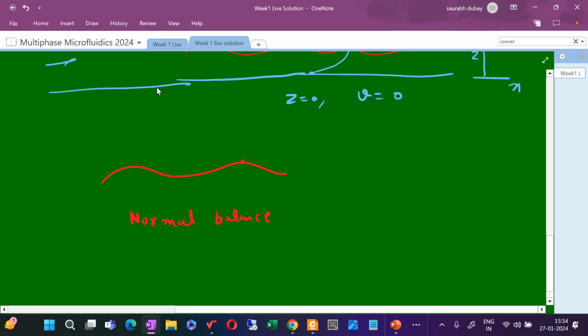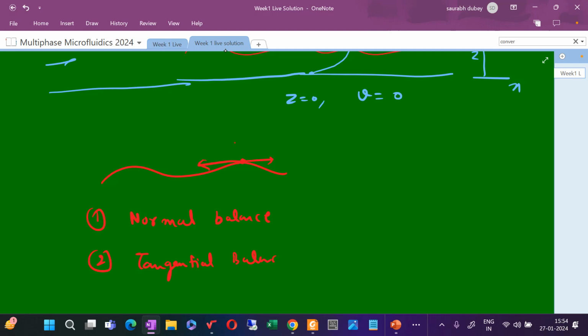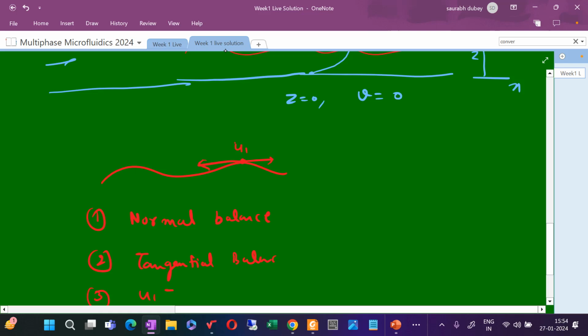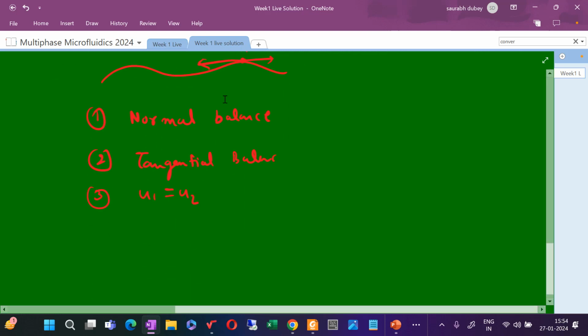Another one is the tangential balance. This is because of the shear. If this molecule has to stay here only, then whatever force it feels in this direction and whatever force it feels in the other direction has to be equal. That is the tangential balance. And also u1 equals u2: if fluid one is the top one, then whatever u1 is here and u2 is there, u1 equals u2. This is called continuity of the x direction velocity. Another one is v1 equals v2, continuity of the y direction velocity.